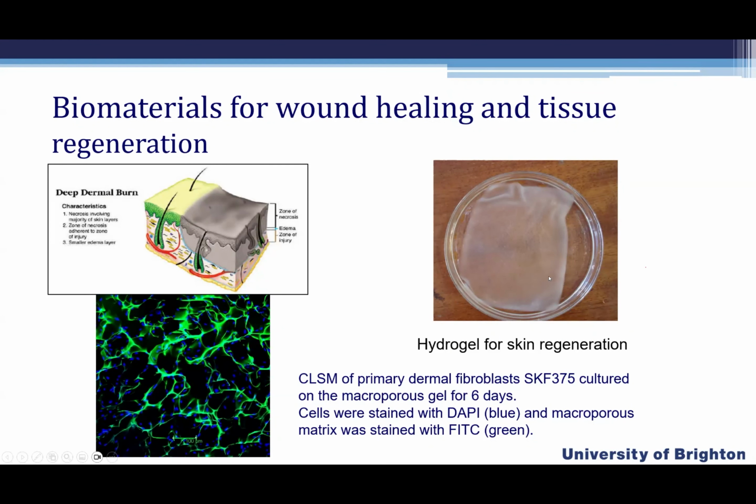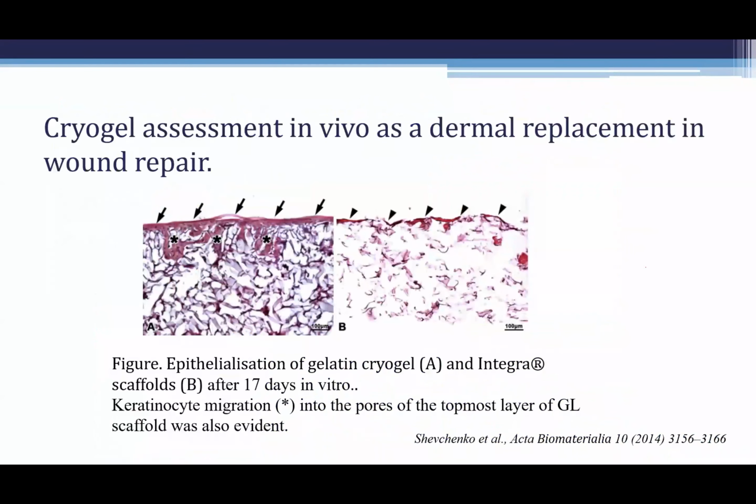In the image here you see gelatin-based cryogels in scanning electron microscopy, which quite clearly shows the polymer stained in green. Then you see blue dots, which are the nuclei of dermal fibroblasts that were cultured inside this material. So you can clearly see the distribution of the cells inside the cryogel material.